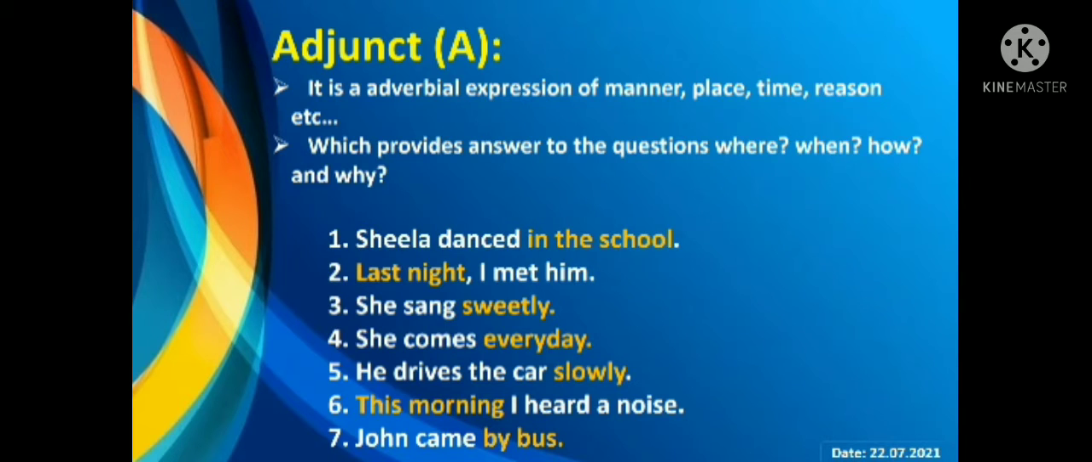She sang sweetly. How did she sing? How did she sing the song? She sang sweetly. Sweetly is the manner. So that is called the adjunct. She comes every day. It indicates the time. Every day is the time.